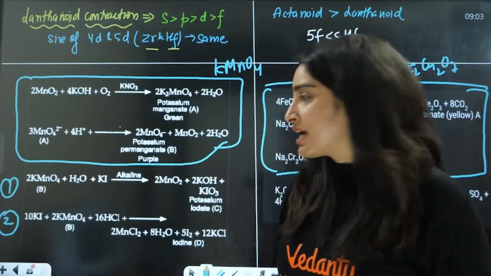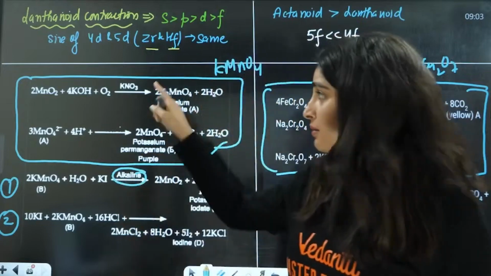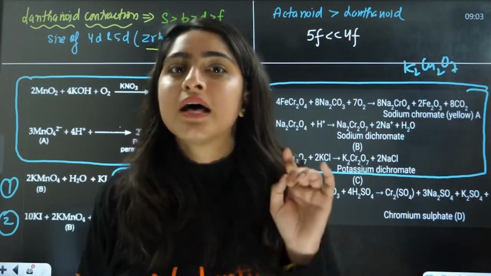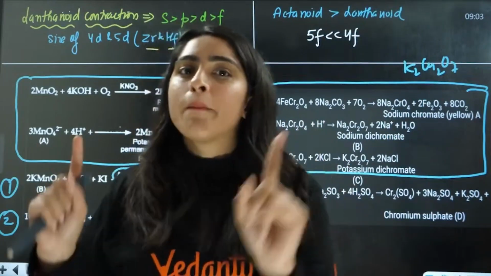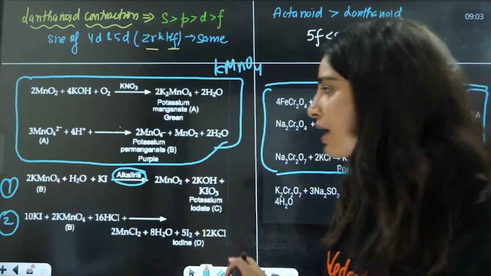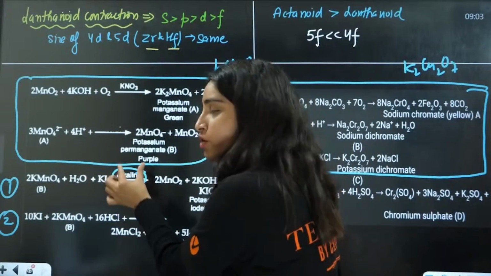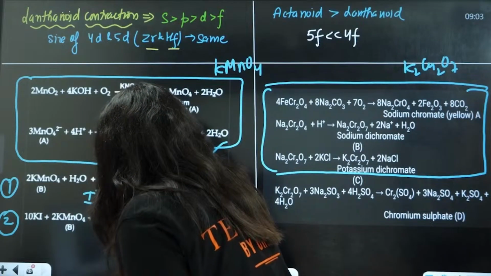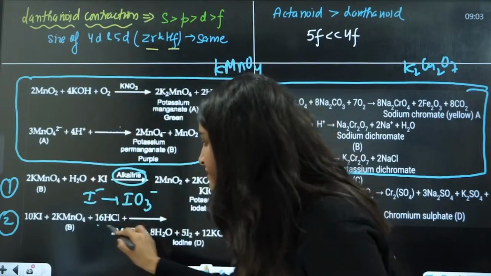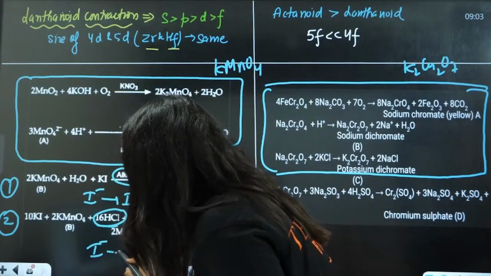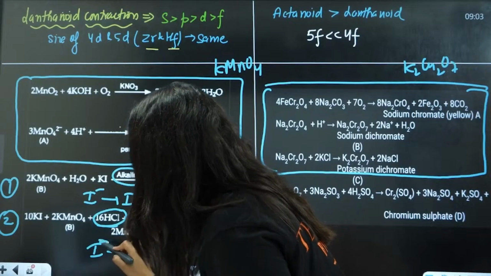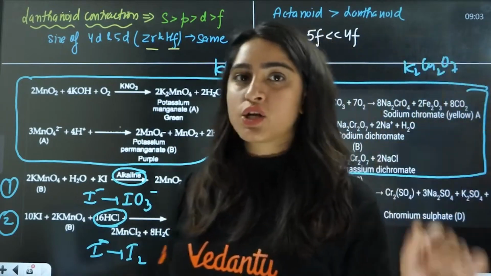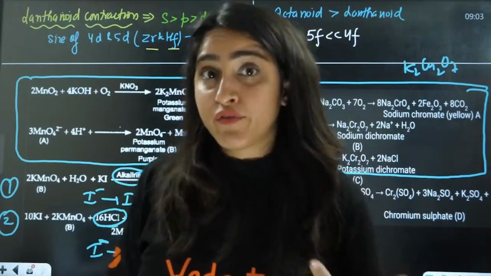KMnO4 is a very good oxidizing agent. In case of these two reactions, these are your 2019 PYQs. That is why I'm saying, if you want to skip, skip others, but do not skip these 8 reactions. In case of basic solution, I negative is converted to IO3 negative, and in case of acidic solution, I negative is converted to I2. That is the main key point here, that in basic and acidic solution, KMnO4 behaves differently, right?